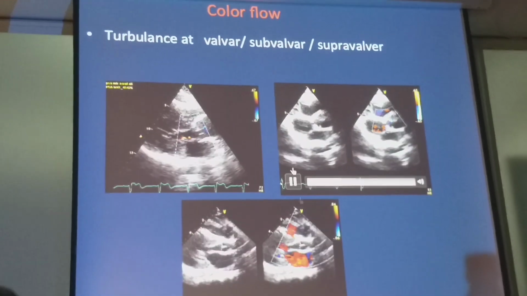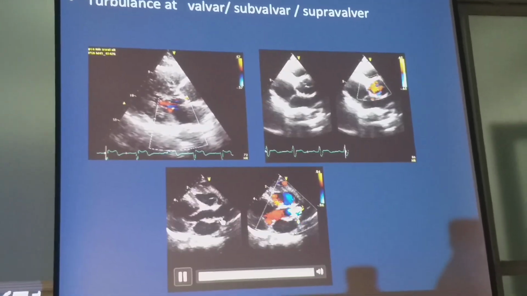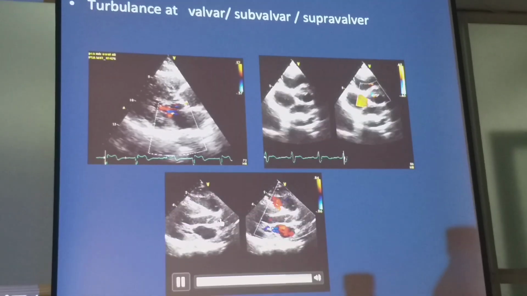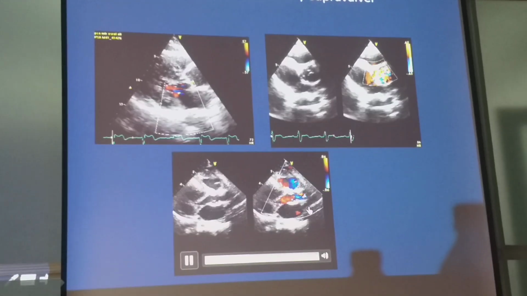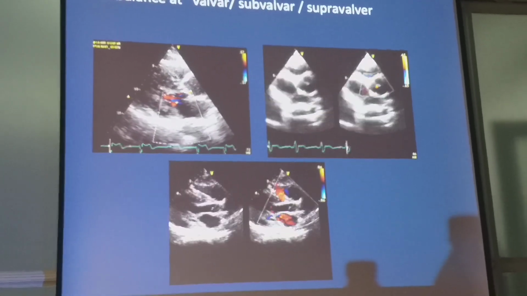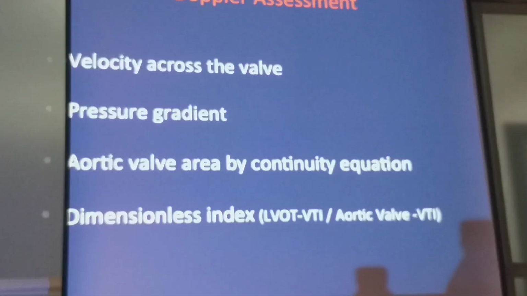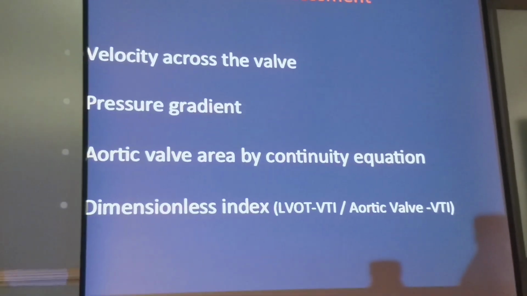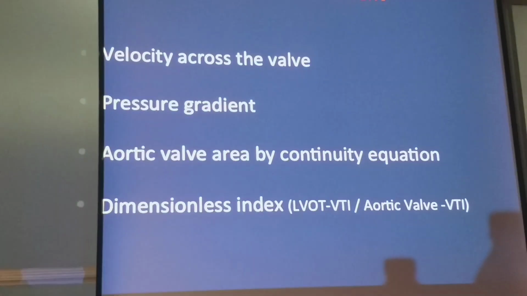And look here. Where is the stenosis? Valve is here. Supravalvular. Yes, turbulence is coming from there. So this is supravalvar aortic stenosis. You need the color flow to differentiate between valvar, subvalvar and supravalvar stenosis. So when we do the Doppler assessment, we look at velocity, pressure gradient, valve area by continuity equation and dimensionless index. Have you learned all this?